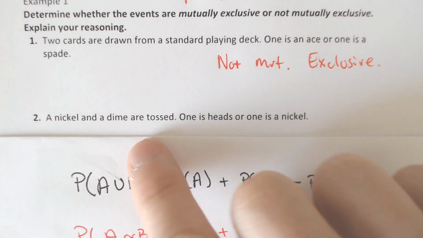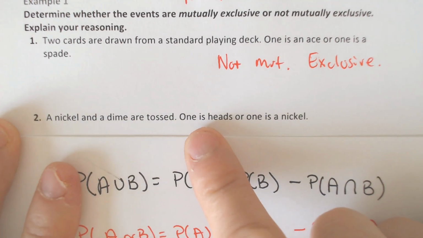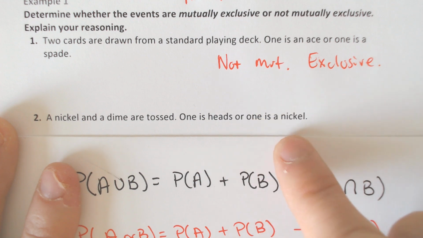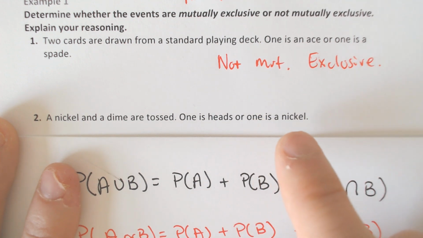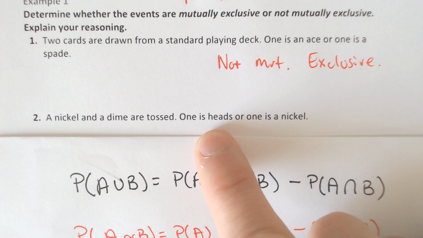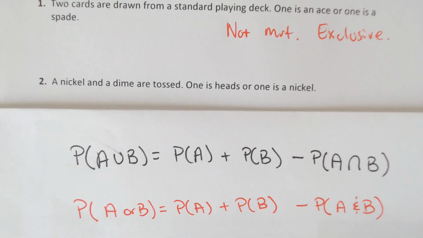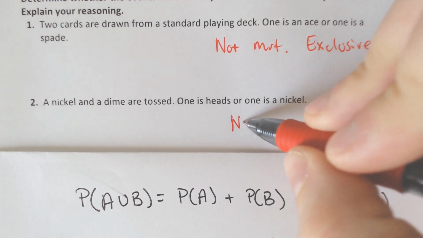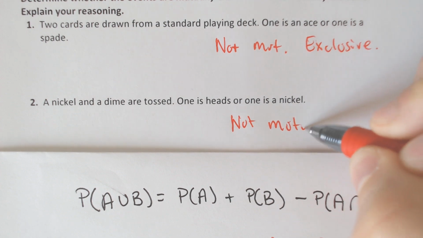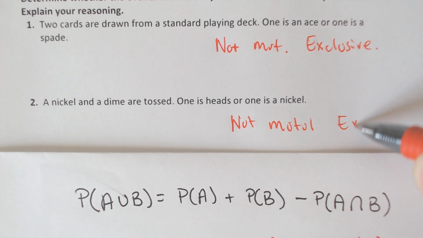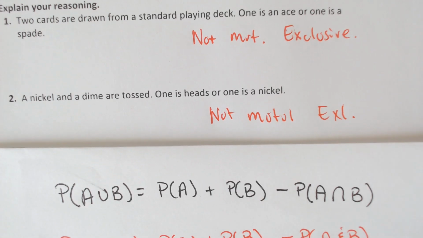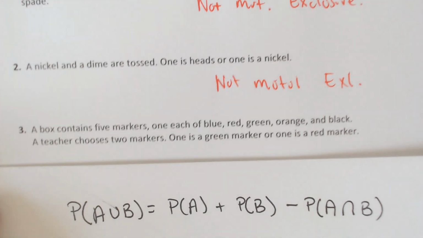A nickel and a dime are tossed. Is it possible to get a heads or a nickel? So is it possible to get a nickel that happens to land on heads? And the answer to that is yes as well. So this would also be not mutually exclusive. I abbreviate because mutually and exclusive are big words.